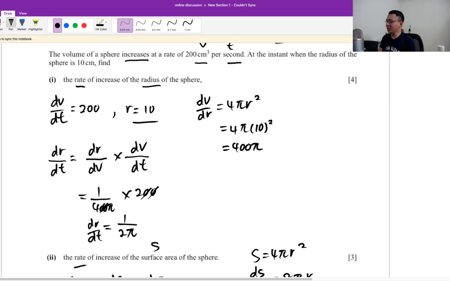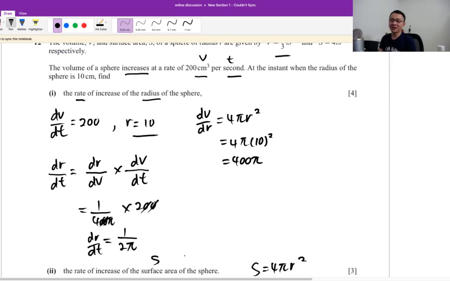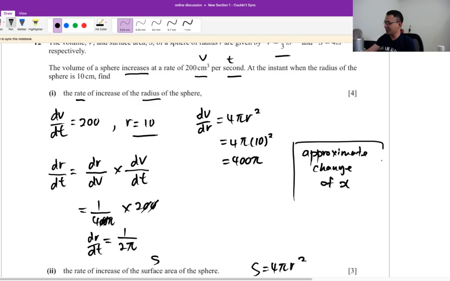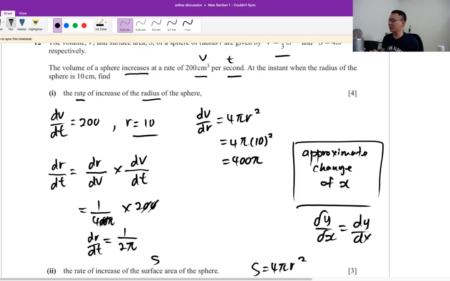For this question, if you use small change, you will not get any mark because this is not a small change question. For small change, you will see approximate change. If you see this word, approximate change of y or change of x, then you use the small change formula: change of y equals dy/dx times change of x. But if you see the word rate, it's a rate of change, then you have to use the chain rule. You cannot use the small change formula.